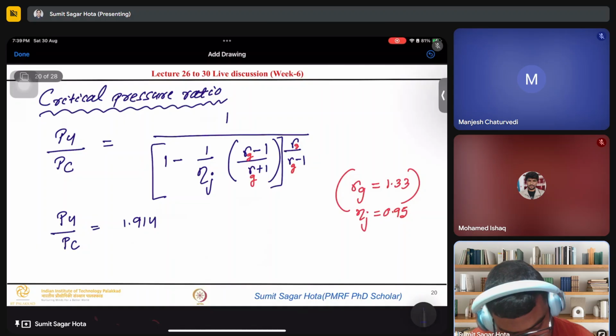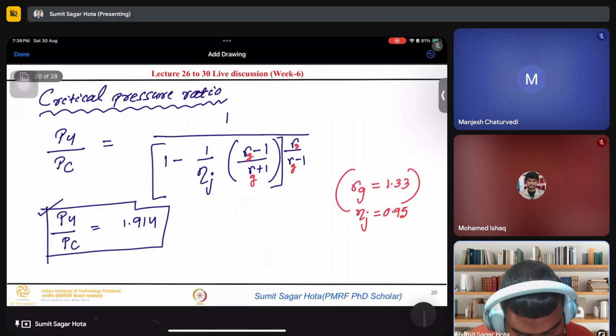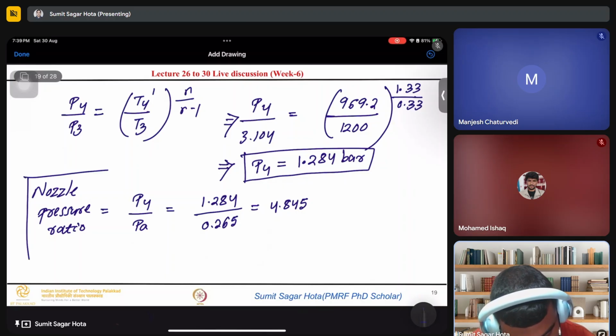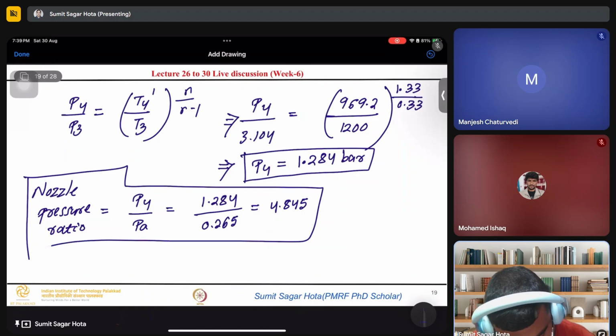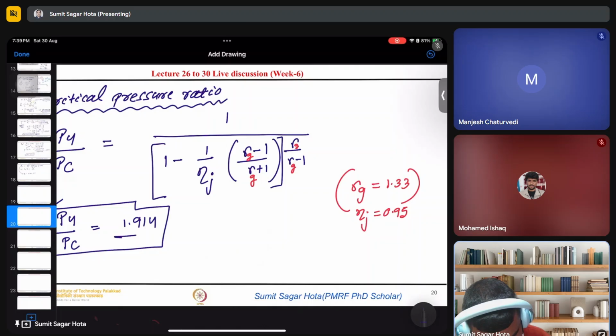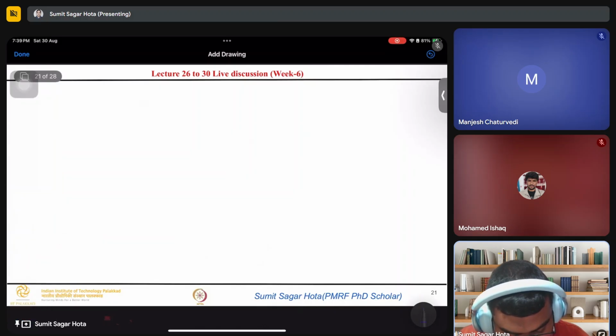So yes, this ratio is very important. There are two ratios we have. One is the nozzle pressure ratio, which is 4.845, and the other is the critical pressure ratio, which is 1.914. Now if you compare, P4 by PA, your nozzle pressure ratio, is nearly 4 times greater than your critical pressure ratio. Then what will be the case?